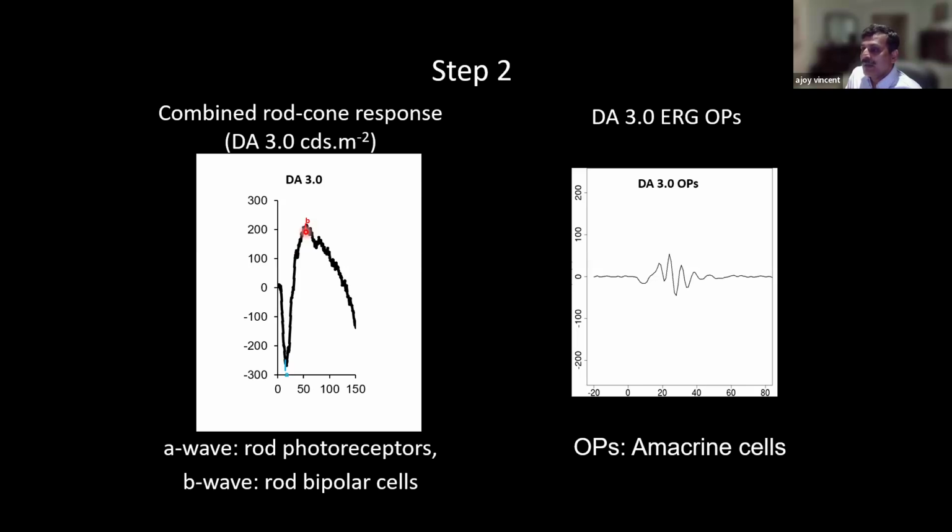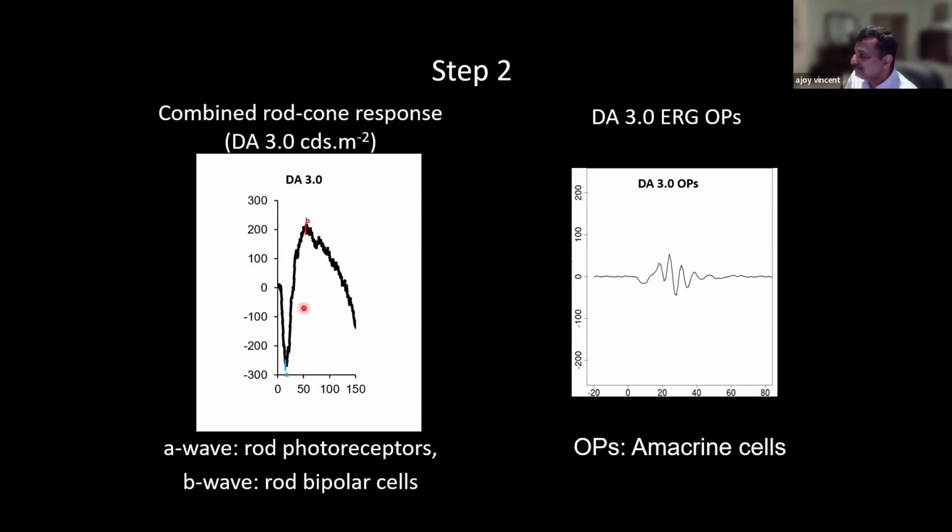So if the B wave in the previous step, which is step 1, was reduced, if it is a primary rod photoreceptor issue, in this step 2, this response would show an equivalent reduction in both A and B waves. Whereas if the B wave reduction in step 1 was due to a primary rod bipolar cell dysfunction, in this response, the dark adapted 3.0, the A wave will be normal, but the B wave will be selectively reduced. So we'll have examples to demonstrate this further down.